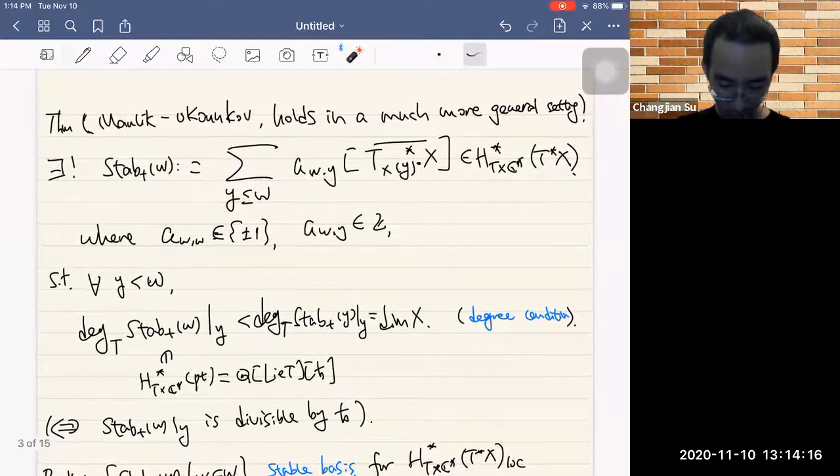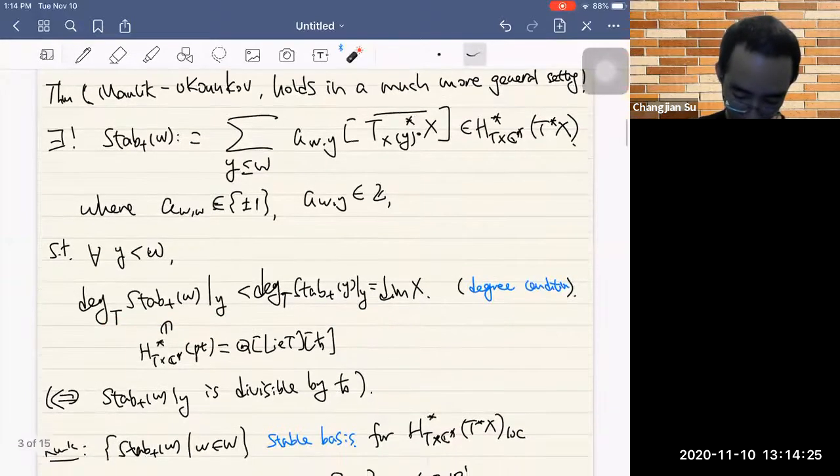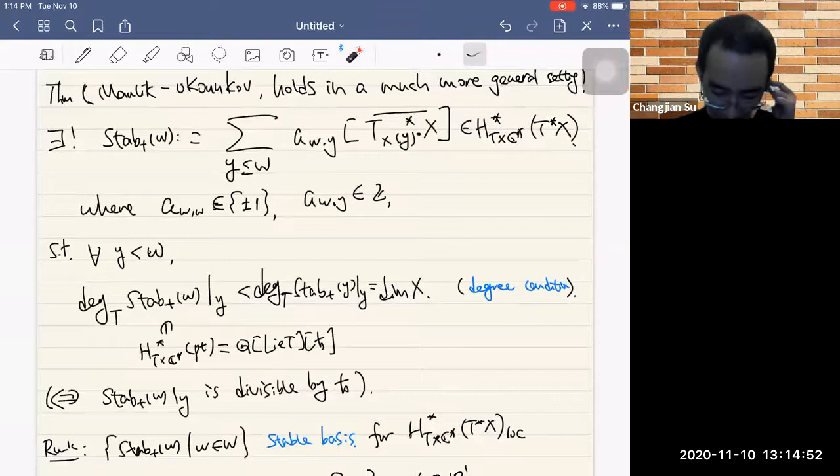Okay, and for the symplectic resolution, an easier way to characterize this condition is the following. Recall that this is a polynomial on the Lie algebra of the maximal torus, and also a polynomial in h bar. Because all of these are Lagrangian subvarieties, if we require the degree with respect to t to be smaller than the dimension of X, then this just says this polynomial has to be a multiple of h bar, so it should be divisible by h bar. Okay, so this is the definition in our case.